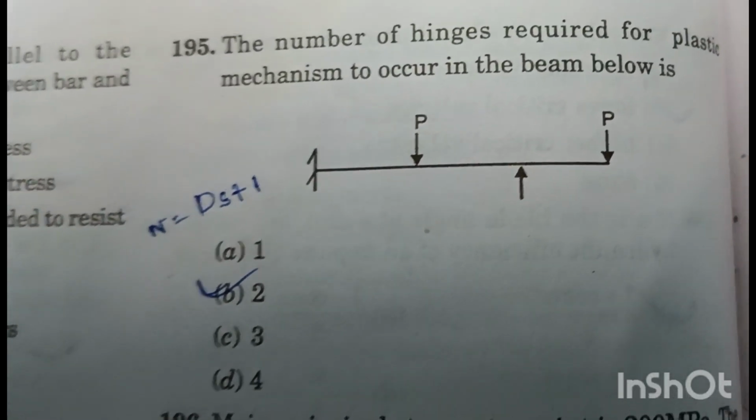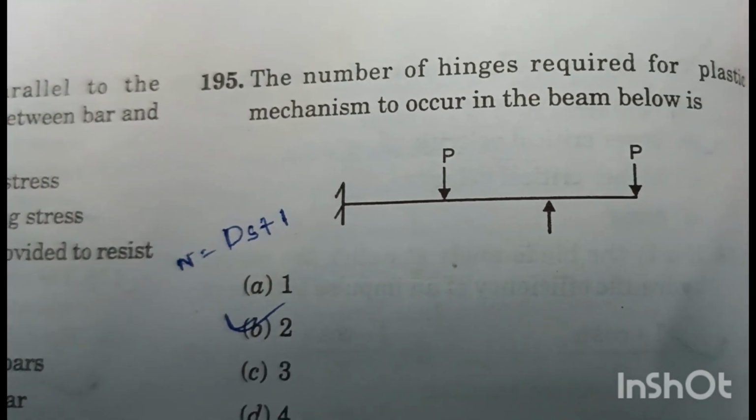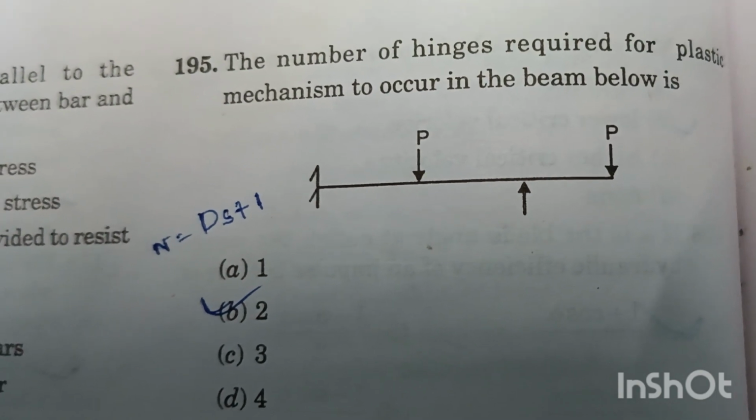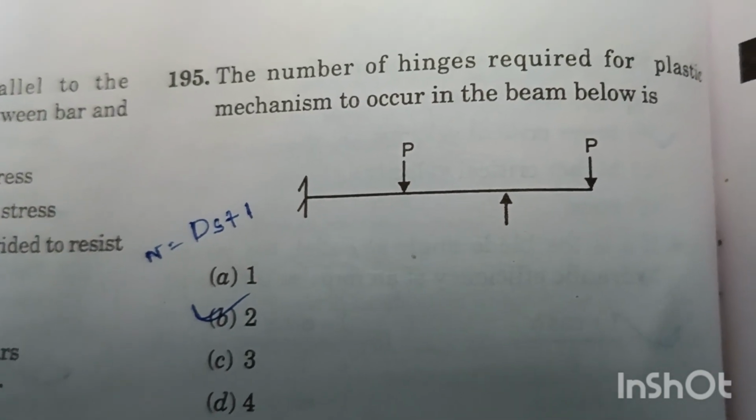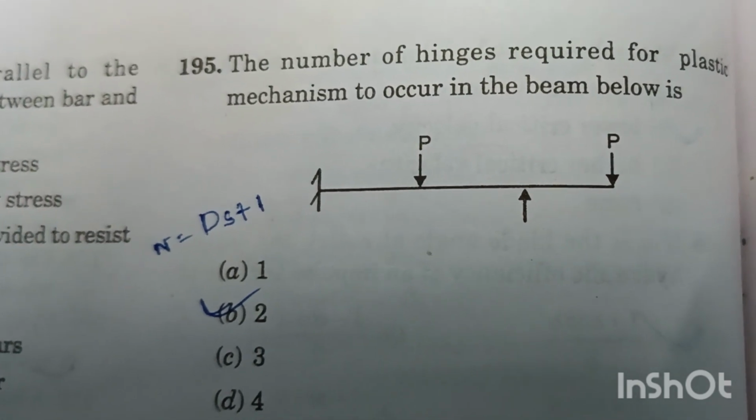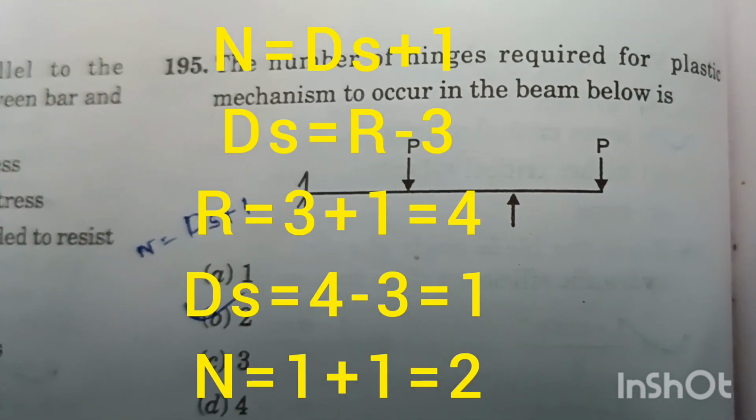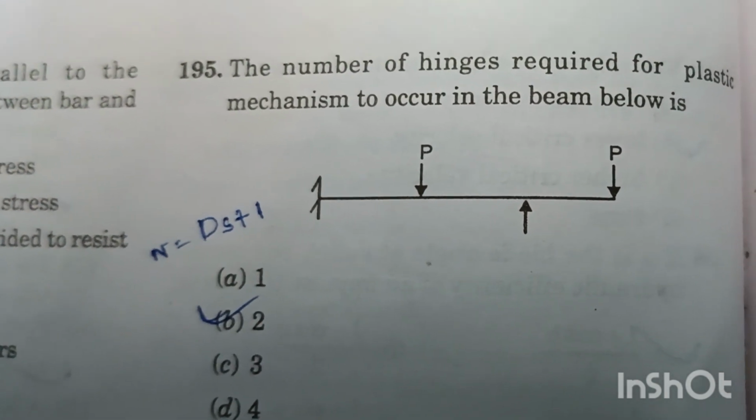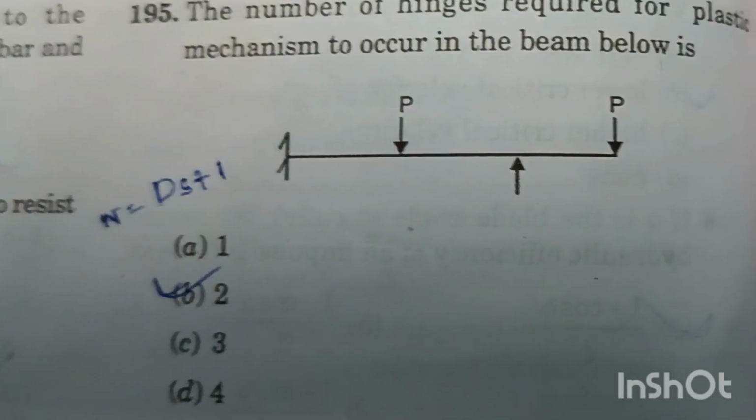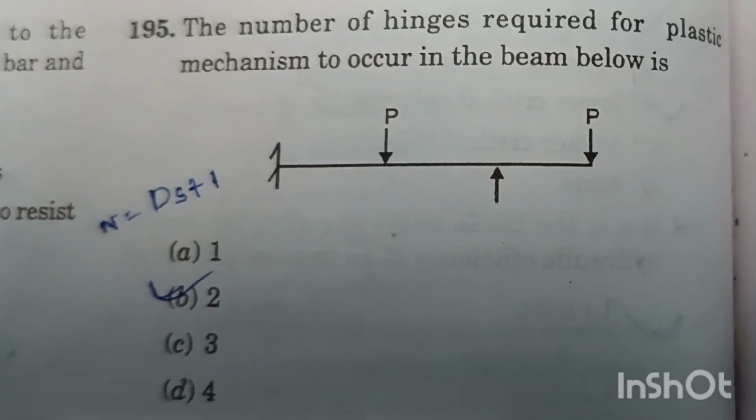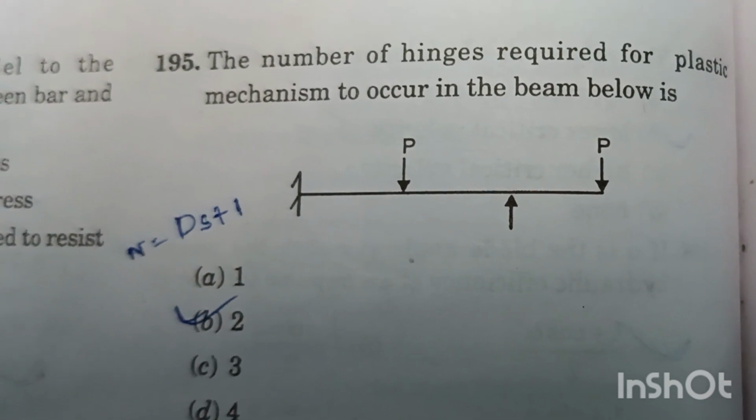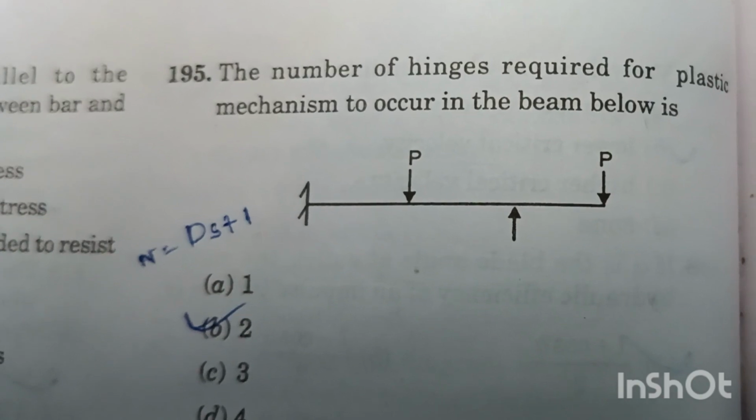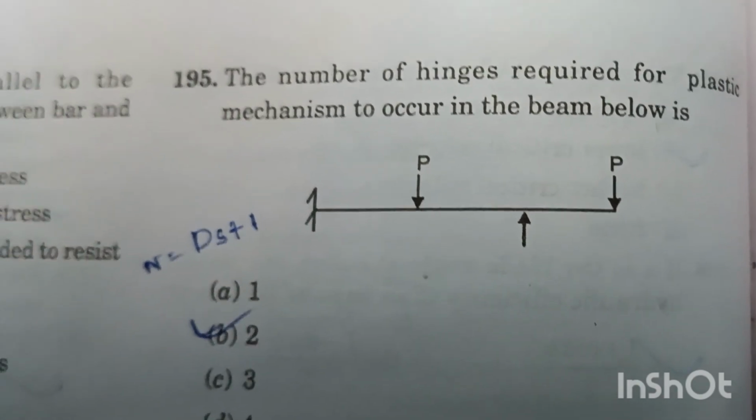Question number 195. The number of hinges required for plastic mechanism to occur in the beam shown here. We know the number of hinges required for plastic mechanism to occur is DS plus 1. DS is the degree of static indeterminacy of the beam. So the degree of static indeterminacy of this beam will be R minus 3. R is the reaction component. So in a fixed joint it will be 3 and vertical reaction 1, so 3 plus 1 equals 4, minus 3. So the degree of static indeterminacy will be 1 and the number of plastic hinges will be 1 plus 1 equals 2. Option B is the right answer.